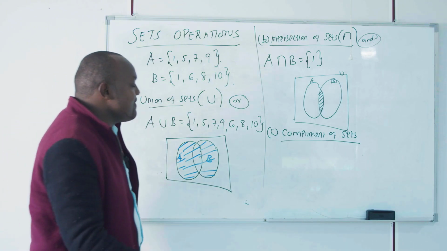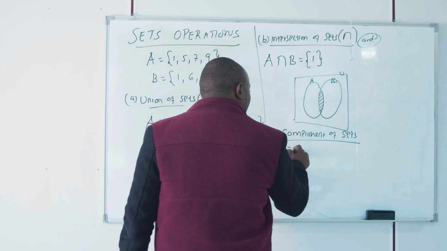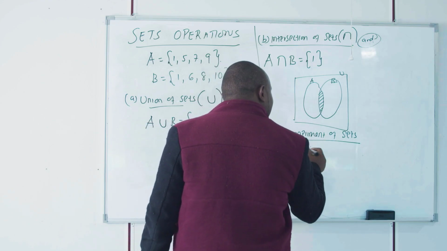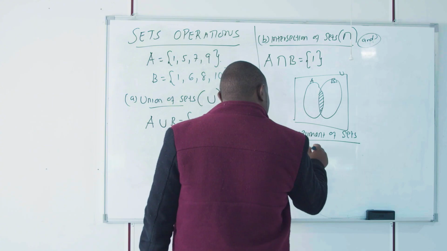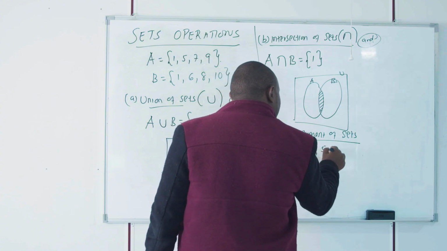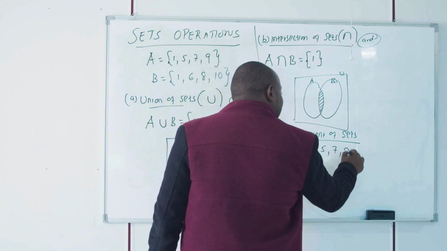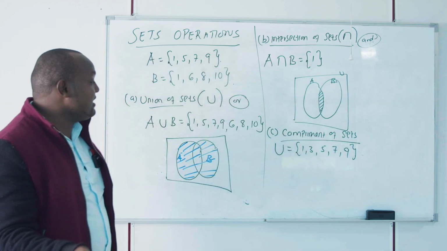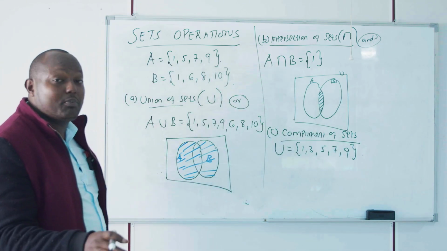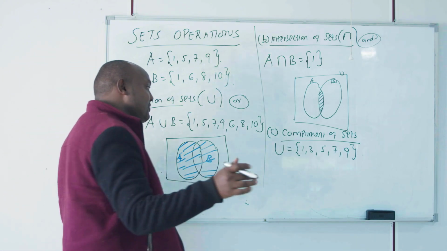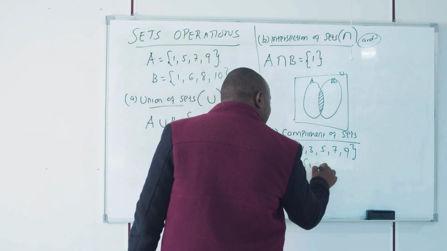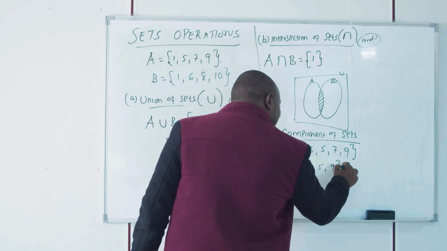Let's assume you had a universal set of odd numbers from 1 to 10. That is 1, 3, 5, 7, 9. That is our universal set. Remember, in our previous video, we defined what a universal set is. Assume now you have a set A, which has maybe 1, 5, and 9.